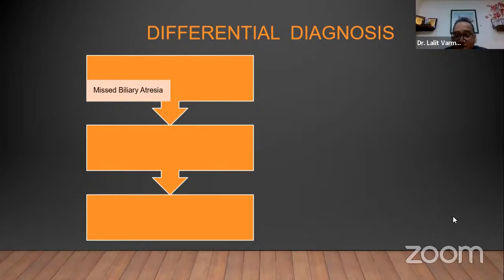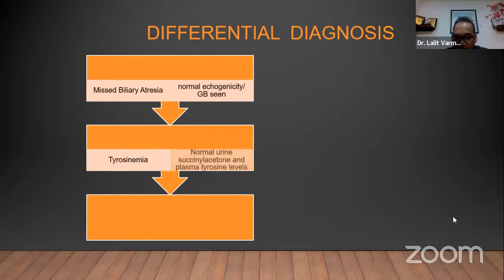But by the time they are 8 or 9 months, they go downhill. There is significant failure to thrive, significant ascites, and probably they will not be able to make their first birthday if there is no transplant done. So this child had normal echogenicity, plus the GB was clearly seen. So we don't think so. Why is it not tyrosinemia?